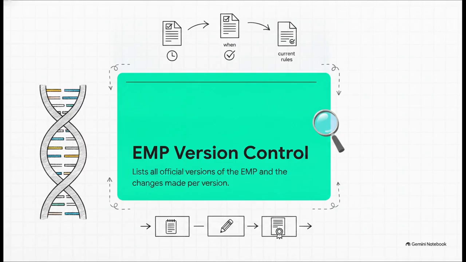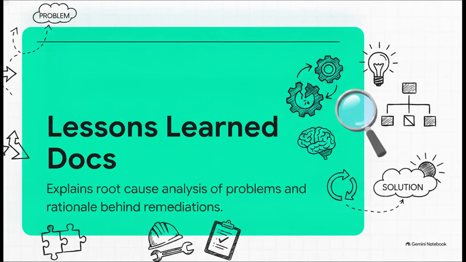Okay, whatever you do, never ever forget your EMP version control. This section is basically the historical DNA of your document. It lists all the official versions of the EMP and summarizes exactly what changes in content and form took place per version. So every time you redraft the plan, the version number changes, like going from version 2.0 to 3.0. This is super important because it guarantees that everybody on site is working off the exact same, most current set of rules.